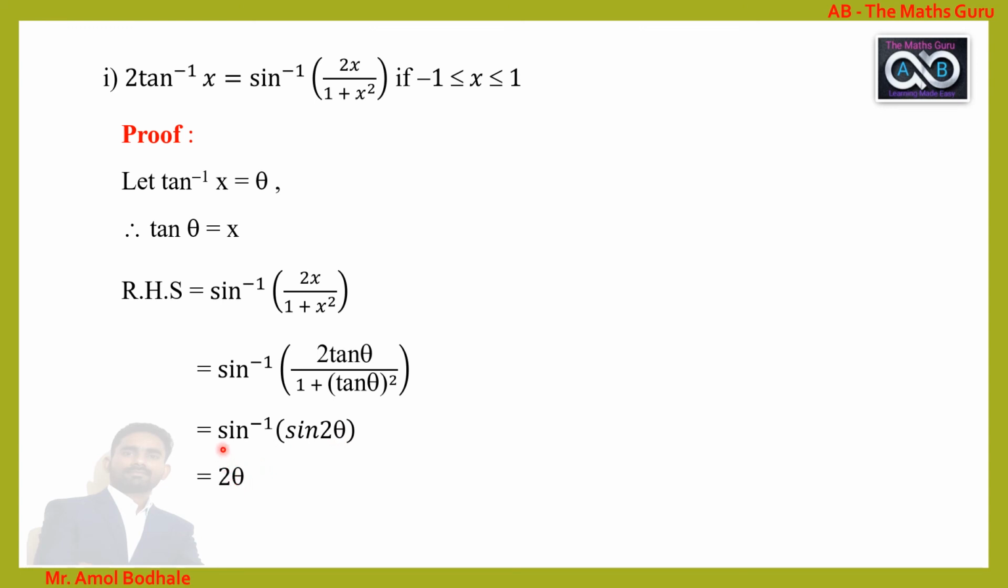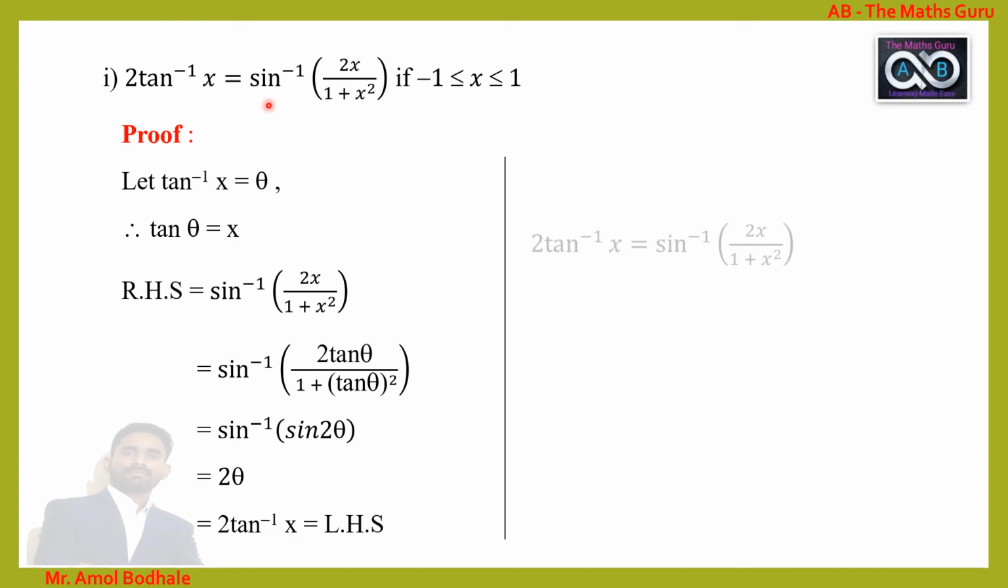Here, to write this value, 2 theta must belong to the restricted domain of sine. Here theta is tan inverse of x. So if we put theta equal to tan inverse of x, we will get the required RHS. So we will get the required proof. So 2 times tan inverse of x equal to sine inverse of 2x upon 1 plus x square.